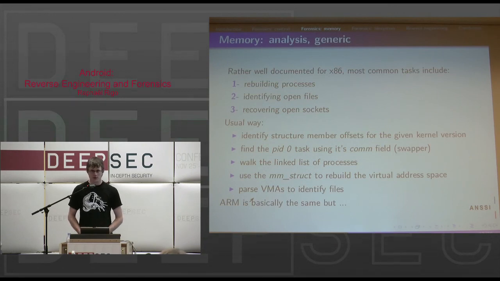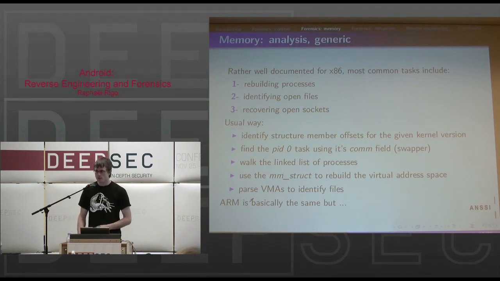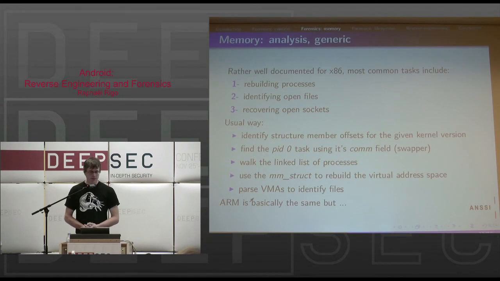Afterwards, all processes are linked in a doubly linked list. So you just walk the linked list of processes, and for each process, you rebuild the virtual address space using the physical memory to virtual address space mapping. You can also parse VMAs to identify libraries and so on. So this is pretty standard. You have no problem doing this on x86.